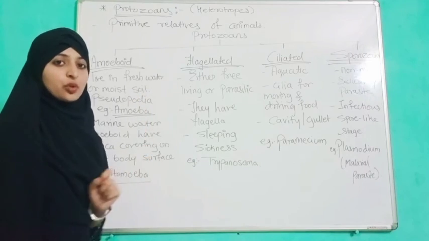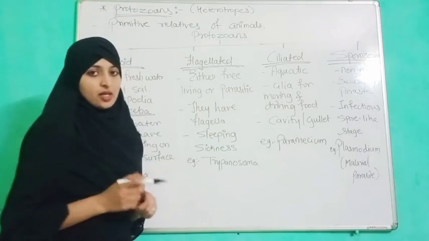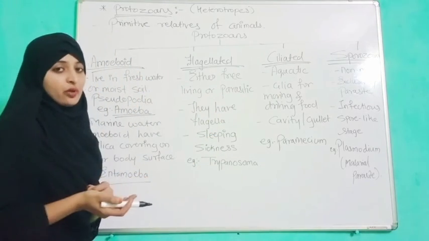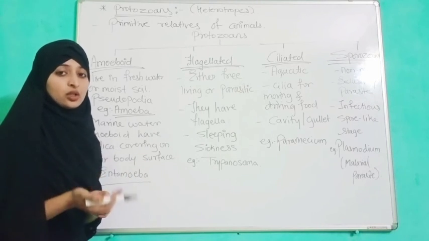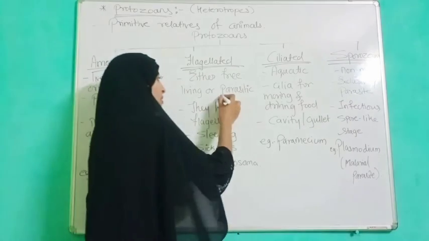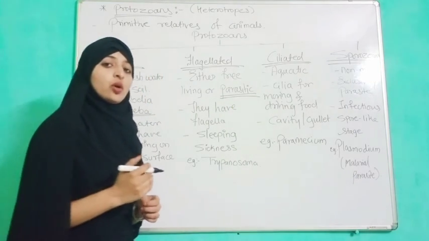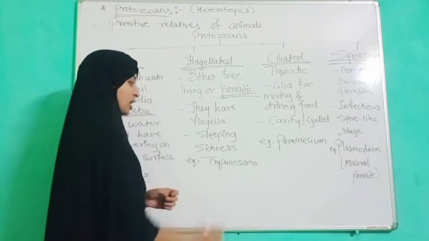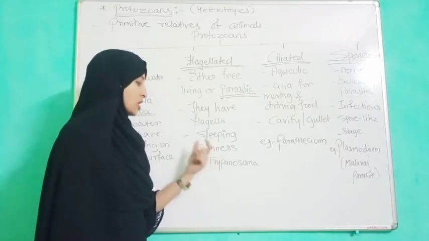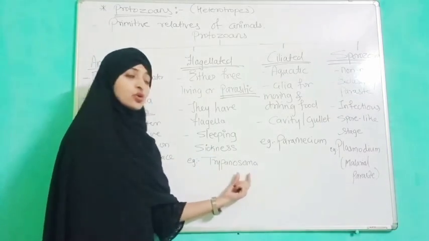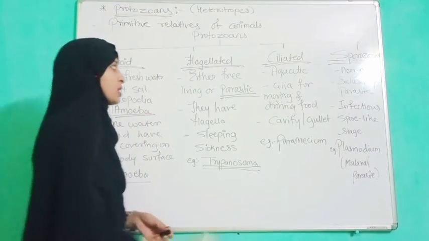Now, flagellated protozoans have flagella and are either free living or parasitic. If they live freely, they are known as autotrophic. If they feed on another living organism, they are known as parasitic, meaning they do not feed on dead and decaying matter. They have flagella. They cause diseases like sleeping sickness, such as Trypanosoma.